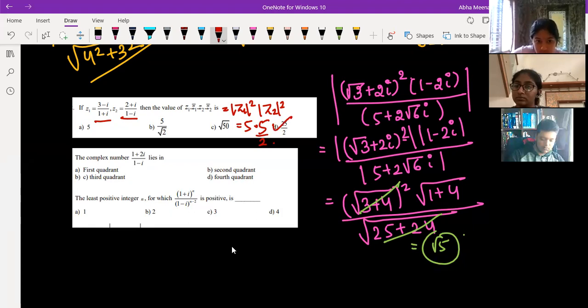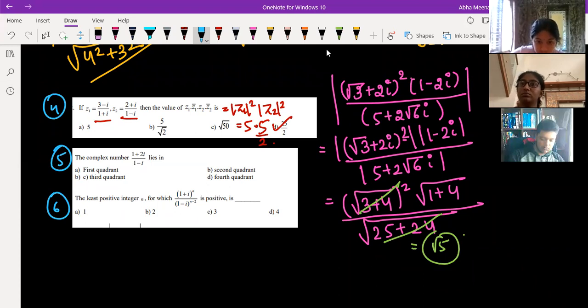This question is something that can be calculated in your mind, children. And coming back to the next one. The complex number 1 plus 2i by 1 minus i lies in which quadrant?